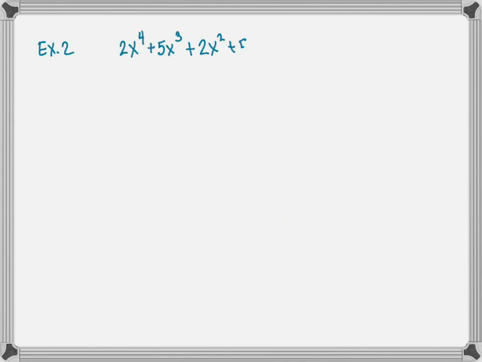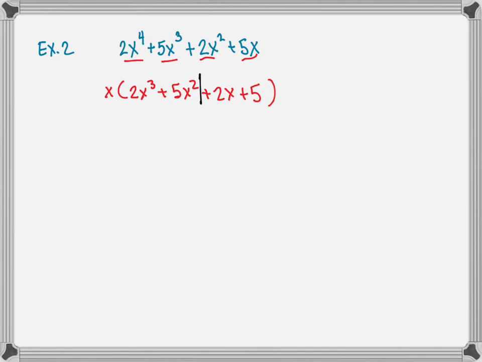Example 2. Let's look at 2x to the fourth plus 5x cubed plus 2x squared plus 5x. So looking at these four terms, is there a GCF? Yes, we can factor out an x. When we do that, we have 2x cubed plus 5x squared plus 2x plus 5. So now we have four terms. We can try to use factoring by grouping. We'll split the terms in half.